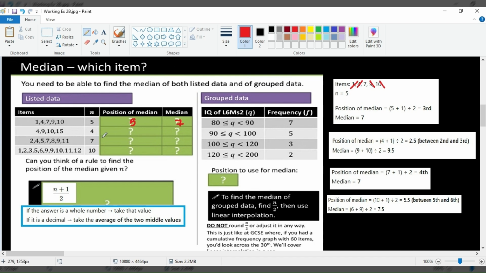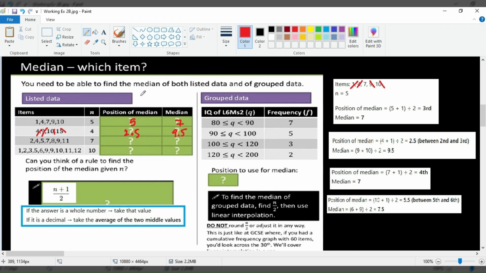Next one is even numbers. That means we have 4 and 15 is going to be cancelled. And over here it is going to be 4 plus 1 divided by 2. That means 2.5. And 9 and 10 will be 19, and divided by 2 is going to be 9.5. So the position is going to be 2.5, and this one is going to be 9.5.